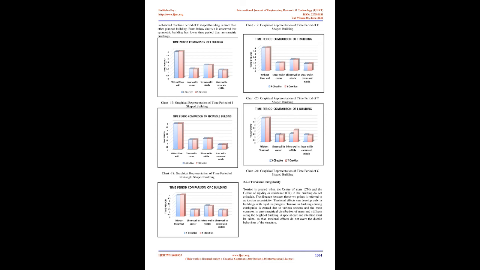From the below chart it is observed that the time period of the C-shaped building is more than other planned buildings. From the below charts it is observed that symmetric buildings have lower time period than asymmetric buildings. Chart 17, Graphical representation of time period of I-shaped building. Chart 18, rectangle-shaped building. Chart 19, C-shaped building. Chart 20, T-shaped building. Chart 21, L-shaped building.